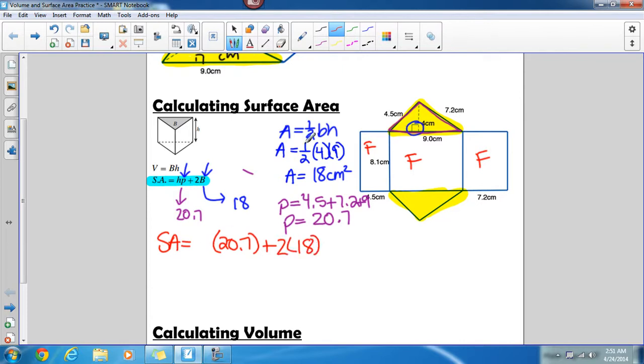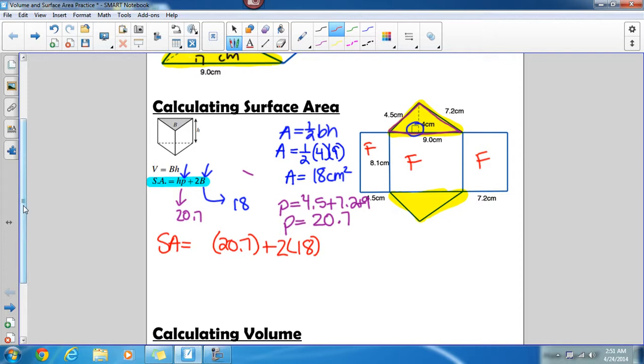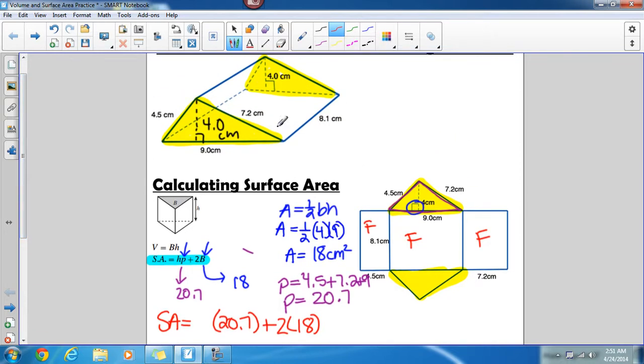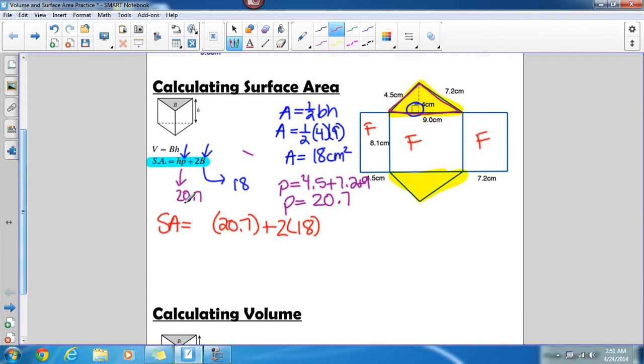So what is the height of this original shape? If I look at the original shape, I've already used these, I've already used this, that's all part of the base. So when I stand this up, how tall is this prism? And that would be this. This is my height of the prism. So that's my 8.1. So 8.1 goes here.